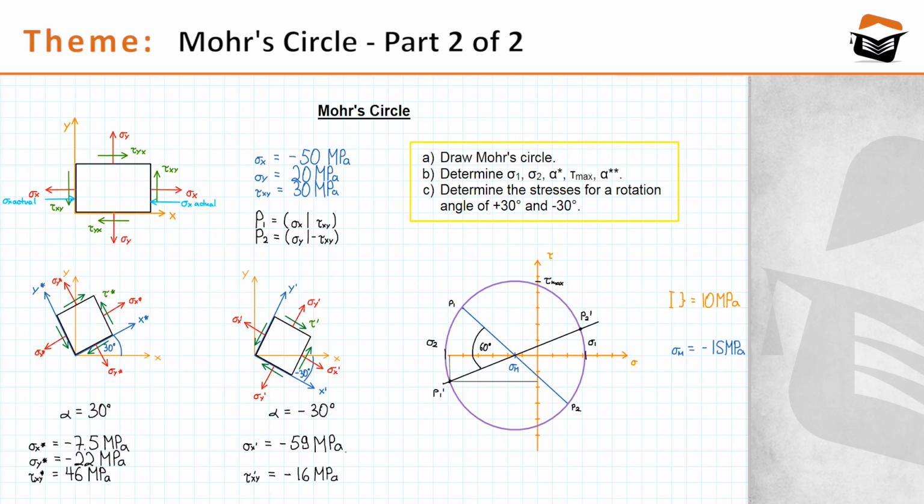And finally, the location of sigma y prime. So let's look at P2 prime and draw a vertical thin line from that point to the sigma axis. That's gonna be roughly positive 29 megapascal. Not negative, it's going to be positive.